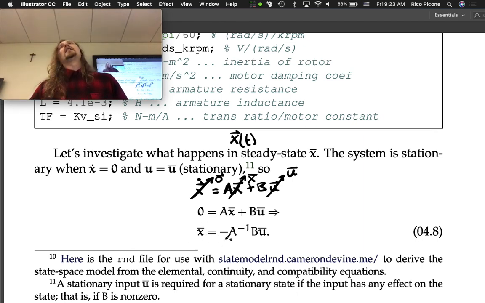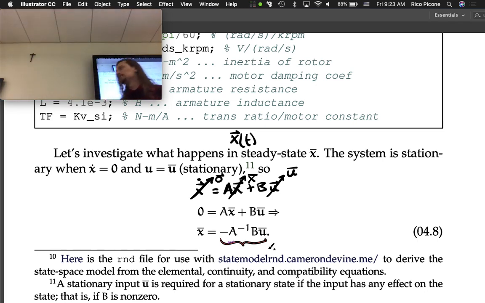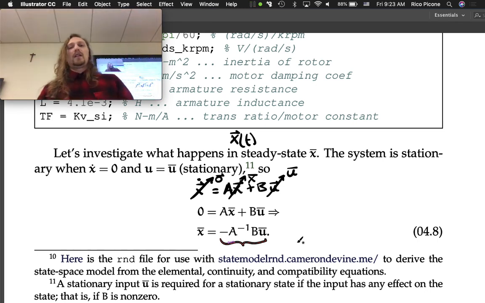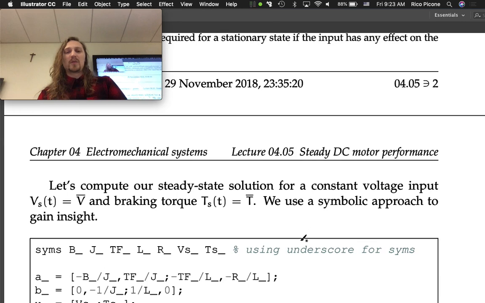Solving for x using just the teensiest amount of linear algebra, taking the matrix inverse of A and left multiplying it by both sides, subtracting this vector over here, I get this expression for the steady solution for x, for the state vector. Which is nice because that means we can solve for what our states are in steady state. So what the steady state is, I guess would be a better way of putting that.